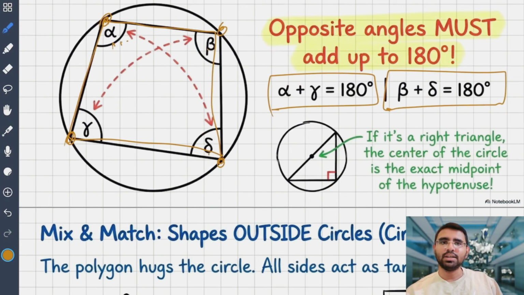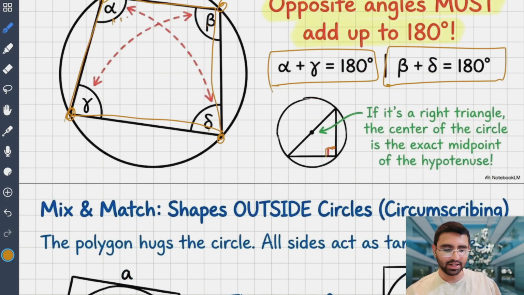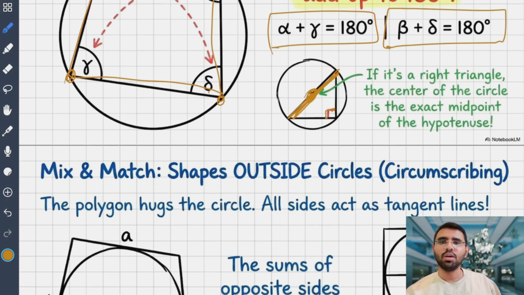So if it's a right triangle, the center of the circle is the exact midpoint of the hypotenuse. I have told you in the previous example also. So this will be the right angle triangle. The hypotenuse center point will be the center of the circle.